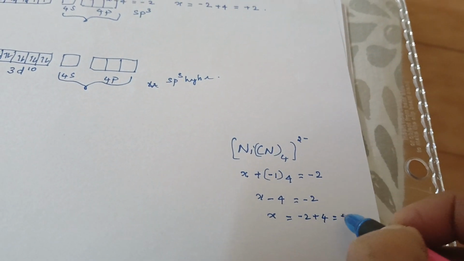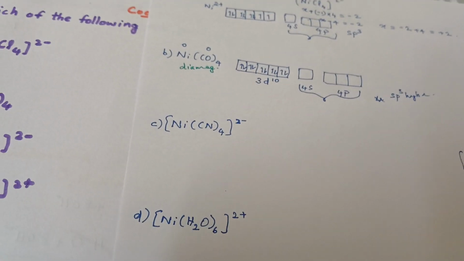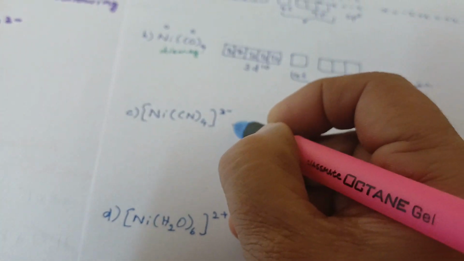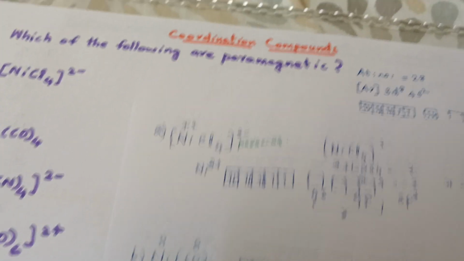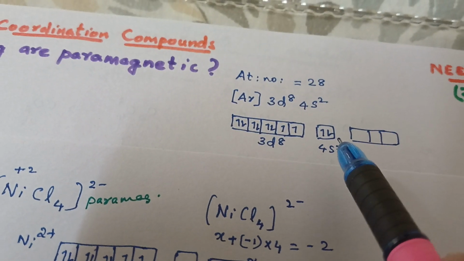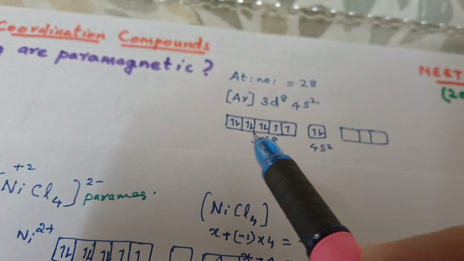So x is equal to -2, and this -4 will become +4, so it will become +2. Nickel is having a +2 oxidation state in [Ni(CN)4]2-. So that is Ni2+. It has the electronic configuration 3d8 4s2. The outermost 2 electrons will be gone in the case of Ni2+, so it will be left with 3d8.